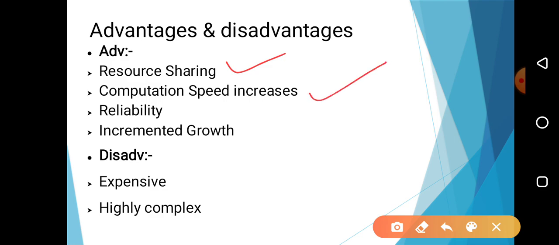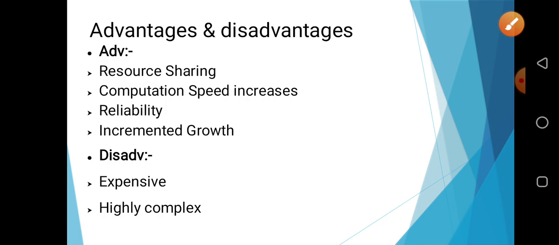Computation speed increases as it is a collection of independent computers. Reliability: as I discussed before, one computer failing doesn't mean that the overall system fails. It will not stop completely, it will only affect the system. Incremental growth is there as we are connecting multiple processors within different systems. Disadvantages: again, it will result in high cost and the structure is highly complex.